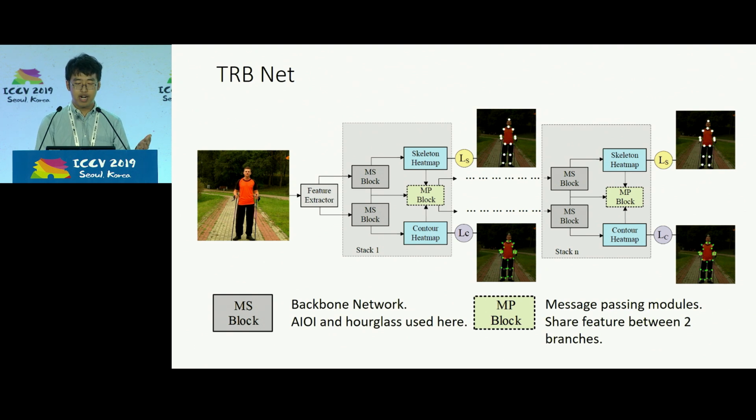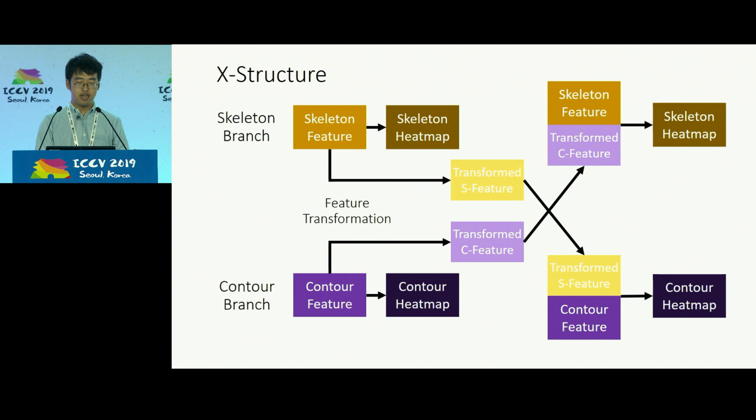TRBNet can use various backbones, denoted by the MS block here, and we developed various message passing modules between the skeleton branch and the contour branch, denoted by the MP block here. The X structure is the most naive module. It concatenates the current branch feature and the transformed remote branch feature to give out a refined prediction of the heat map.